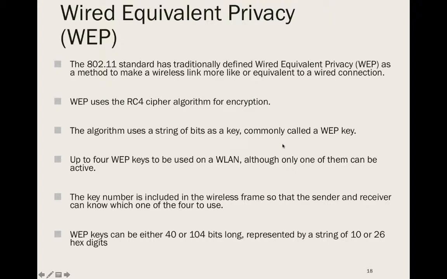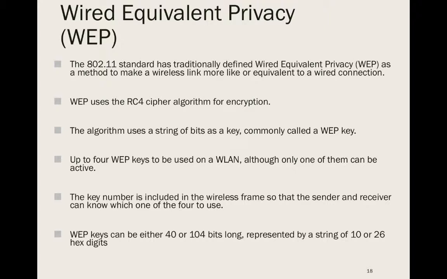One way to secure the authentication is the use of Wired Equivalent Privacy, or WEP. The 802.11 standard traditionally defines this method as a way to make sure that the wireless communication is secure and equivalent to the wired connection. WEP uses the RC4 cipher algorithm for encryption, and it's basically an encryption and authentication tool. The algorithm uses a string of bits as a key. It's known as the WEP key.